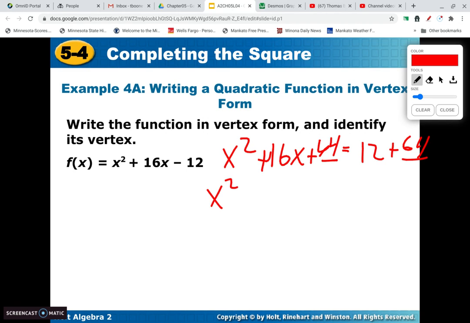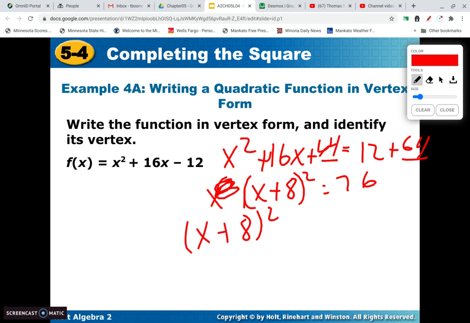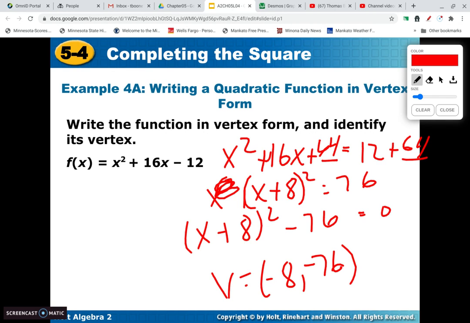So x squared, I'm sorry, whoopsie. That's going to rewrite as x plus 8 squared equals 76. Bring it over to the other side now. We're not trying to find the zeros. We're trying to put it in vertex form. So we bring that back over to the other side. X plus 8 squared minus 76 equals 0. That's in vertex form. Remember, the vertex then is the opposite of this number. So it's going to be -8. And whatever that number is, that's the y value, -76. So that's how you can find the vertex. That's vertex form. Kind of crazy kooky, but true.